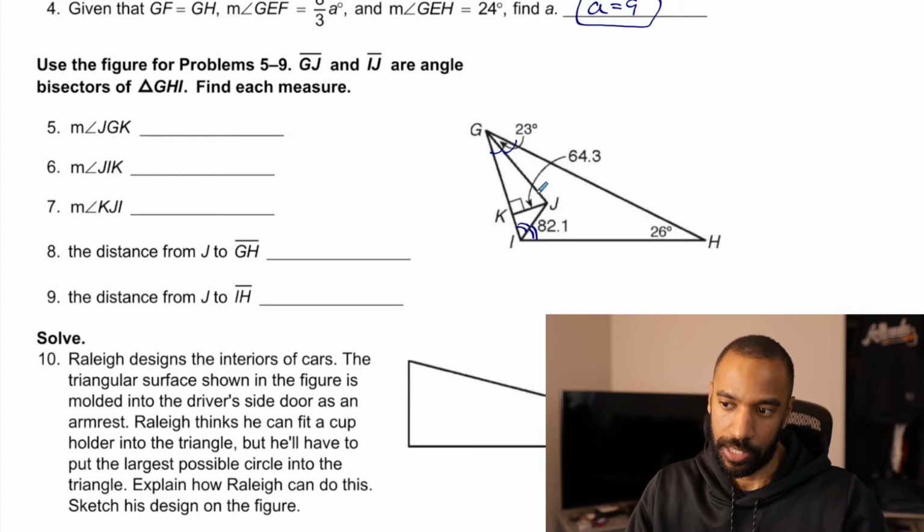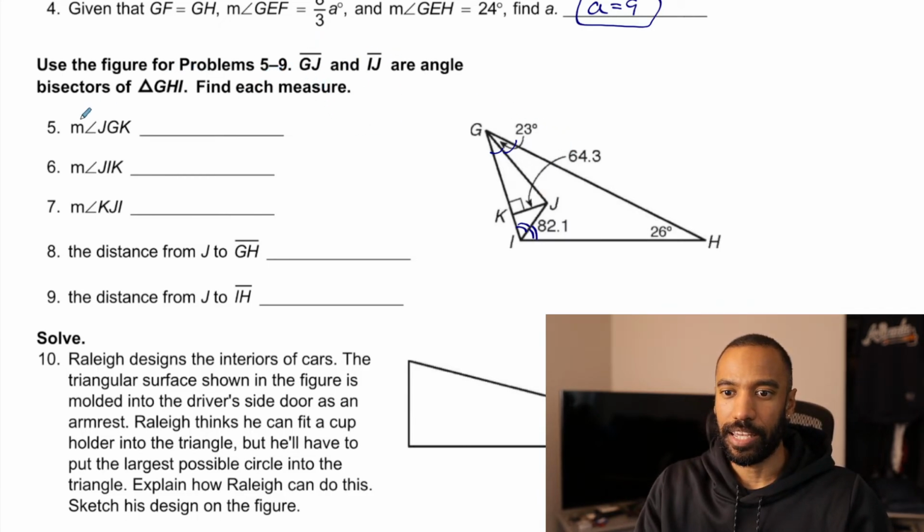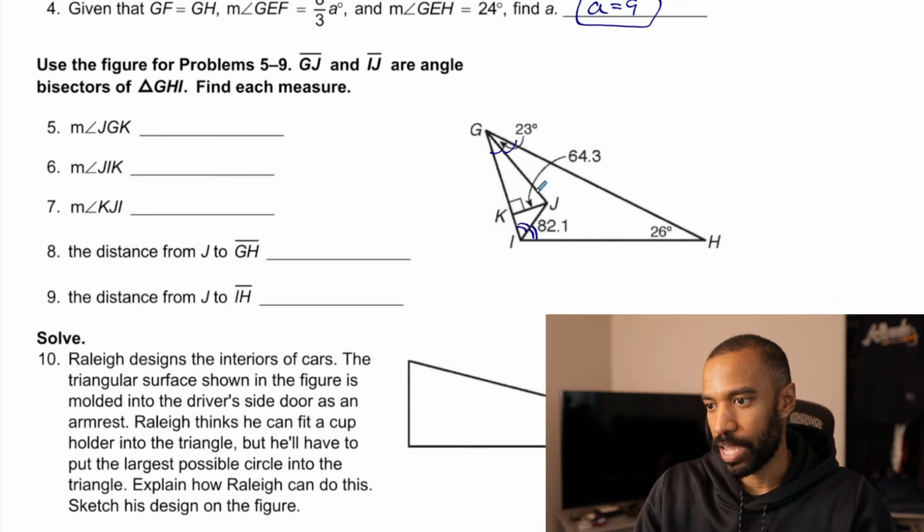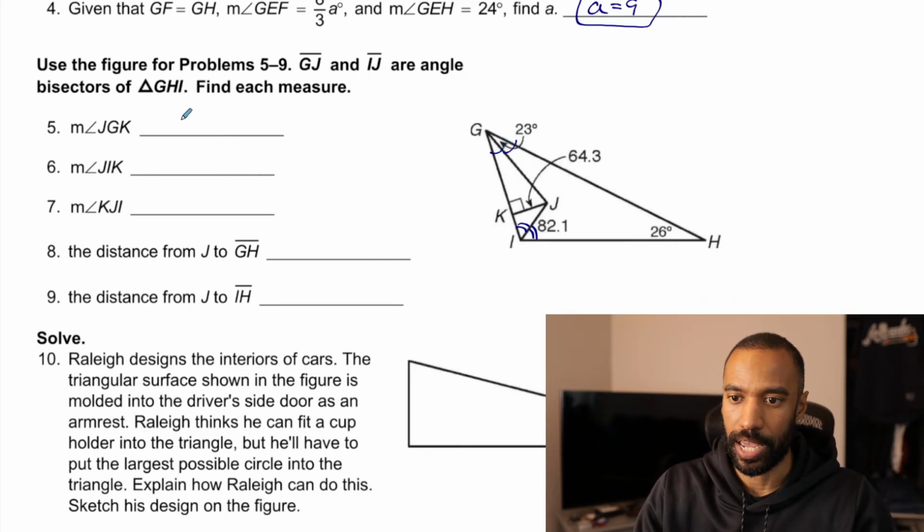Now that does lead to, like I said, some other parts that are going to be congruent and such. Find each measure. We're going to find the measure of angle JGK. So JGK is right here. If this guy is 23, then so is JGK. So also 23 degrees.